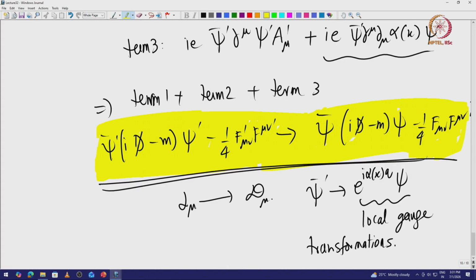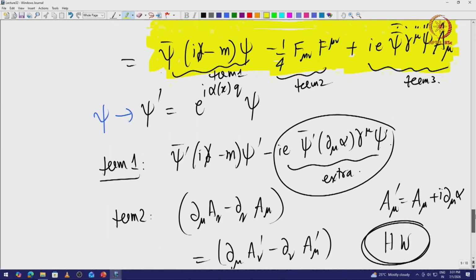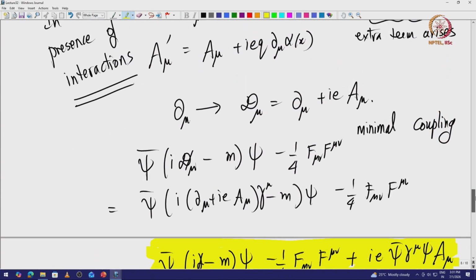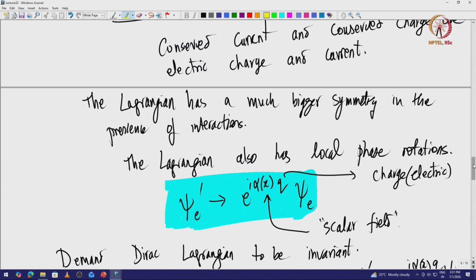Okay. So, let me stop here and then we will continue with the other symmetries associated with the fermionic QED, and then we will start looking at simple processes in QED.